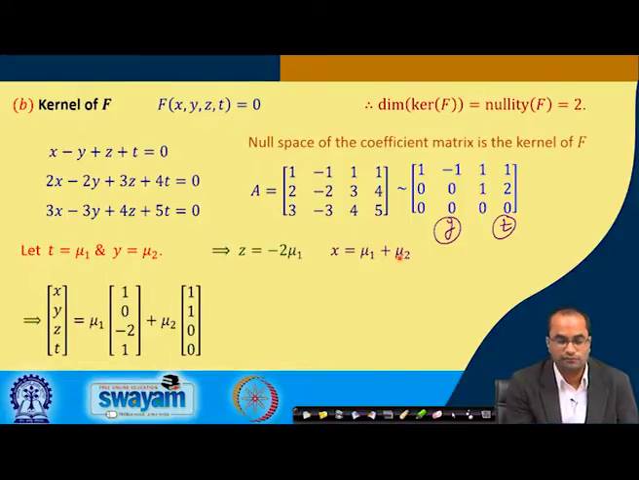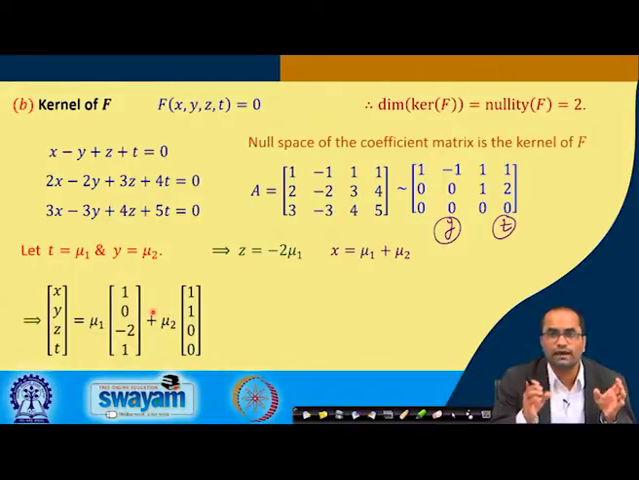Similarly, with mu 2 we collect the coefficients. In x we have mu 2, so 1, and y also has mu 2, which is 1. The z has mu 1 which is minus 2, but it does not have mu 2, so that coefficient is 0, and t also does not have mu 2, so that coefficient is 0. So we have written the solution x, y, z, t in terms of mu 1 and mu 2. We can give any values to mu 1 and mu 2 and keep generating solutions, and the solution set is nothing but the kernel of f.